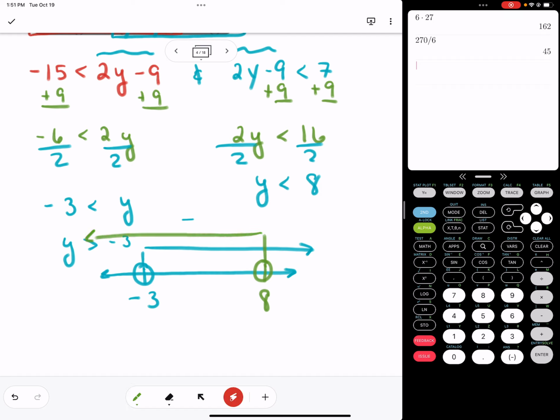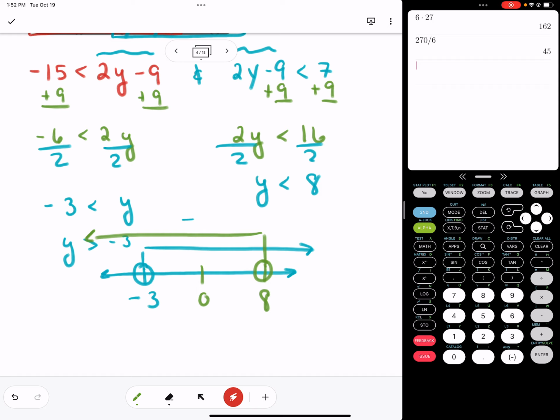I want those that satisfy both of these conditions. So here's everybody greater than negative 3. Here's everybody less than 8. The ones that share both those qualities are right in the middle. These are numbers between negative 3 and 8, like the number 0. 0 is both bigger than negative 3 and at the same time less than 8. It's trapped in between them, and so any number in here would work as a solution.